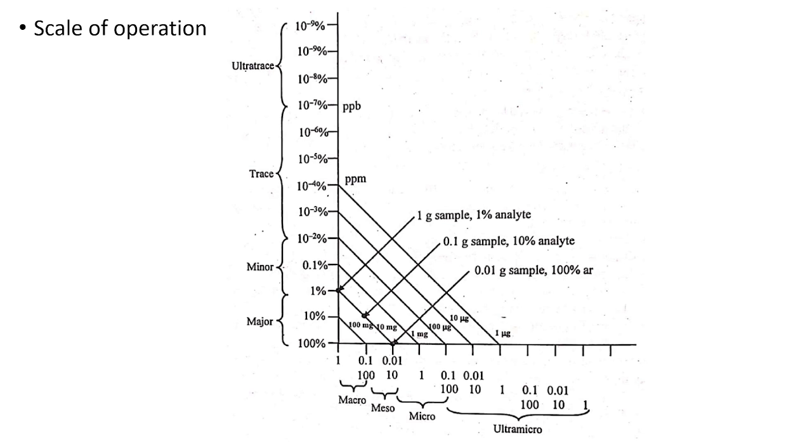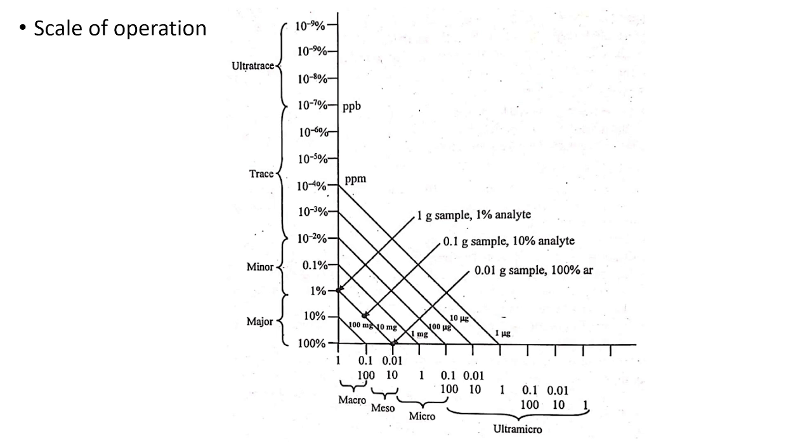In a total analysis method, the signal is proportional to the absolute amount of analyte in the sample. The diagonal lines in this figure give an easy way to explain the limitations of total analysis methods. If we consider a total analysis method which requires, say, 100 milligram of analyte, the diagonal lines in the figure reveal that the method is best suited for macro samples and major analytes. So you have to consider these diagonal lines.